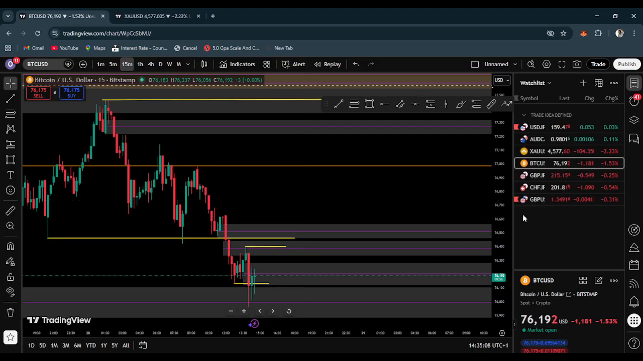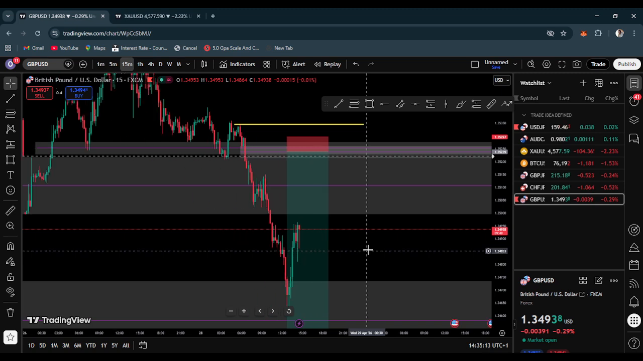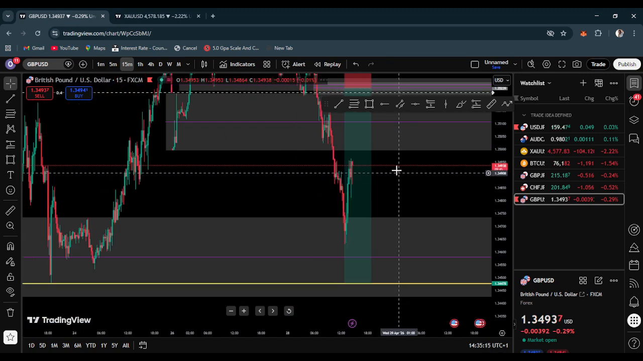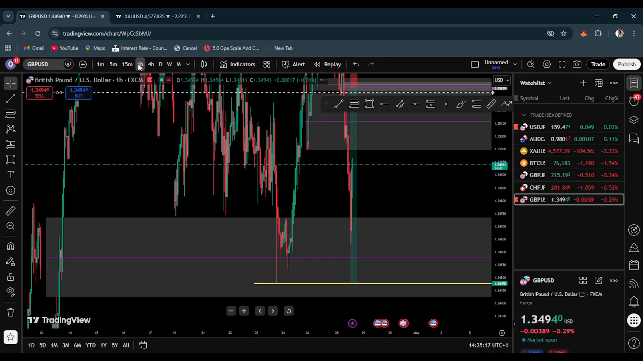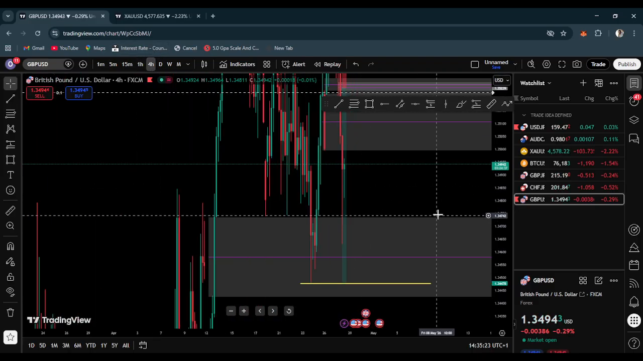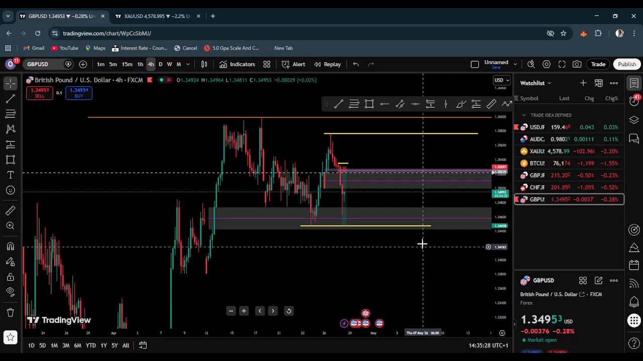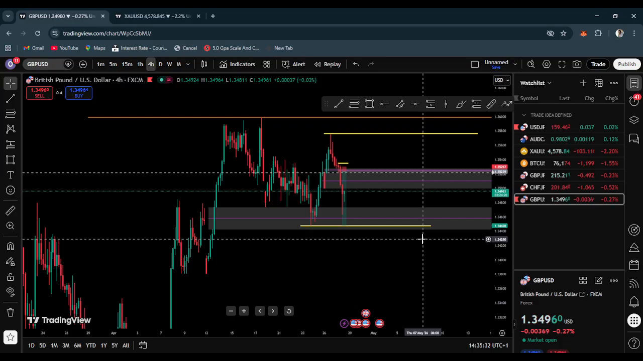And now to GU. Okay, GU is on a retracement right now. But one thing is, we had analyzed it before, right?